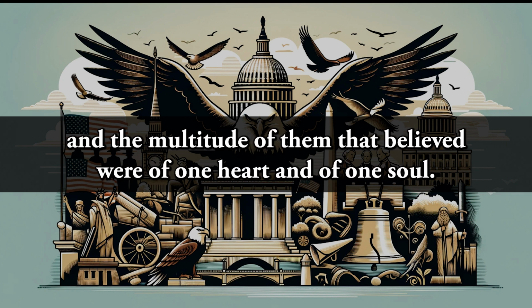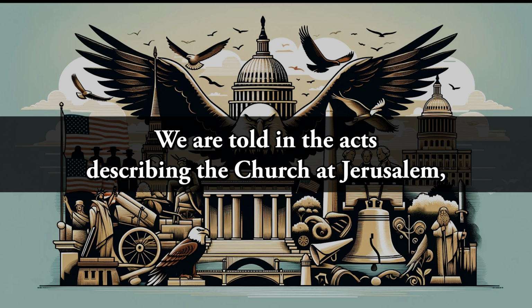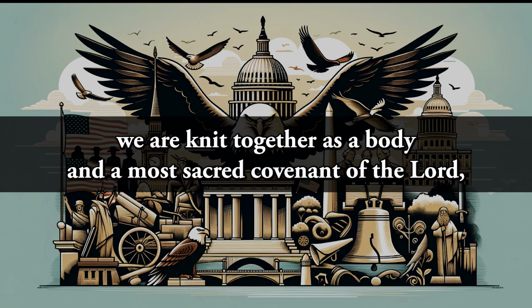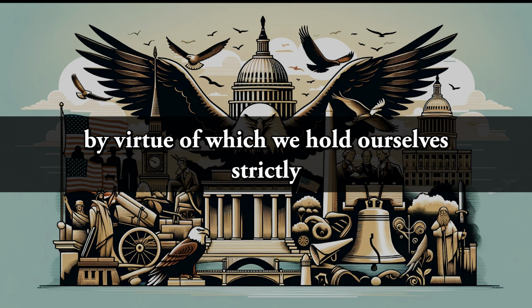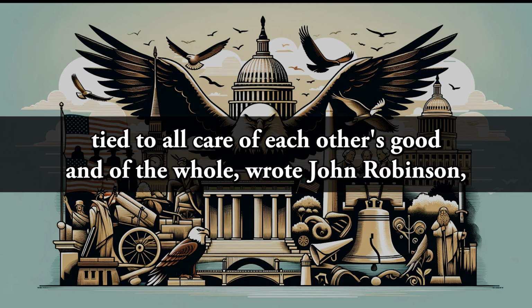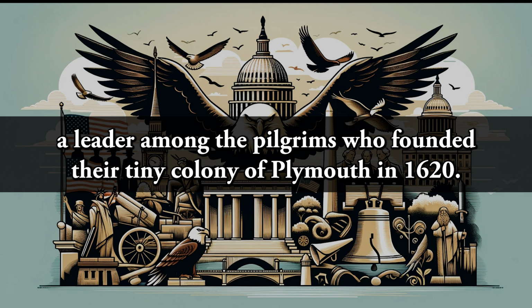"And the multitude of them that believed were of one heart and of one soul," we are told in the Acts describing the church at Jerusalem. "We are knit together as a body in a most sacred covenant of the Lord, by virtue of which we hold ourselves strictly tied to all care of each other's good and of the whole," wrote John Robinson, a leader among the Pilgrims who founded their tiny colony of Plymouth in 1620.